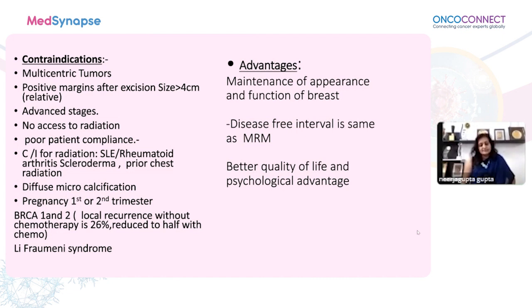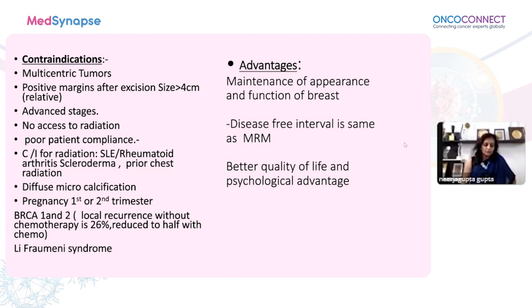For the first and second trimester, it becomes difficult to subject the patient to breast conservation, especially the first trimester, because if you are taking the patient for conservation and you have to give radiation, after the surgery in the first trimester she lands up in a situation where she has to receive radiation in the final trimester, which definitely becomes difficult. So, deciding for breast conservation in early pregnancy is also one of the contraindications.